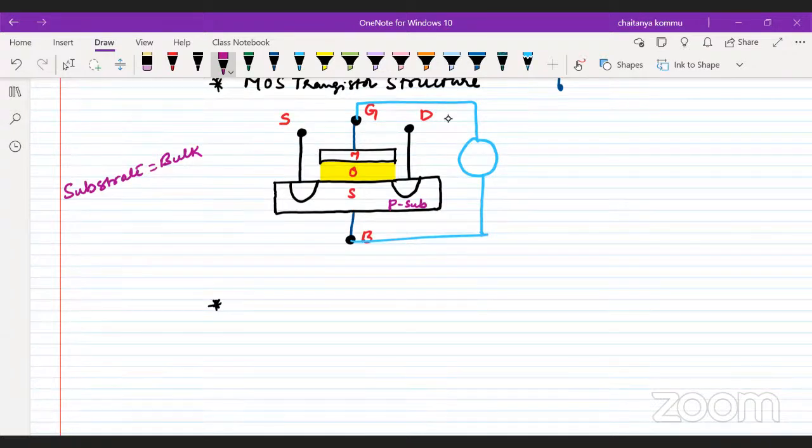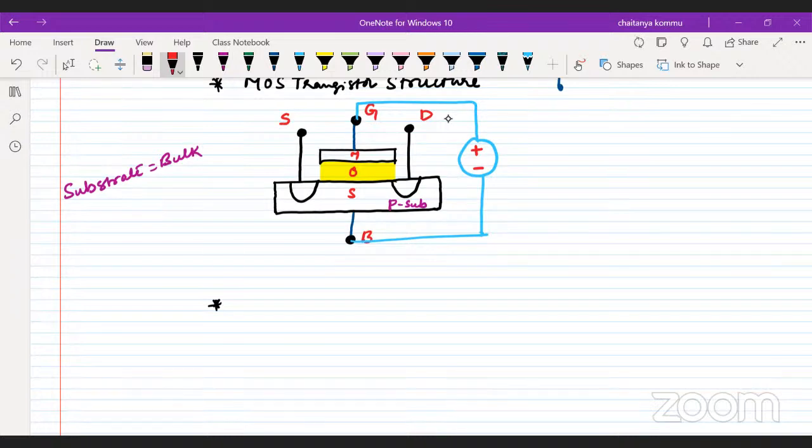Okay, if it is a p-type substrate, it's very important to note that if you want to have minority carriers, we should apply a positive charge on top of the metal, and we have to apply a negative charge at the bottom. Agreed? That's what we have seen in the last class.